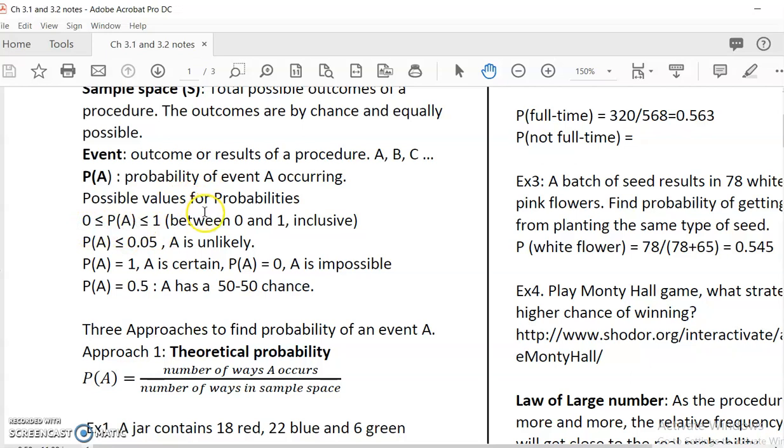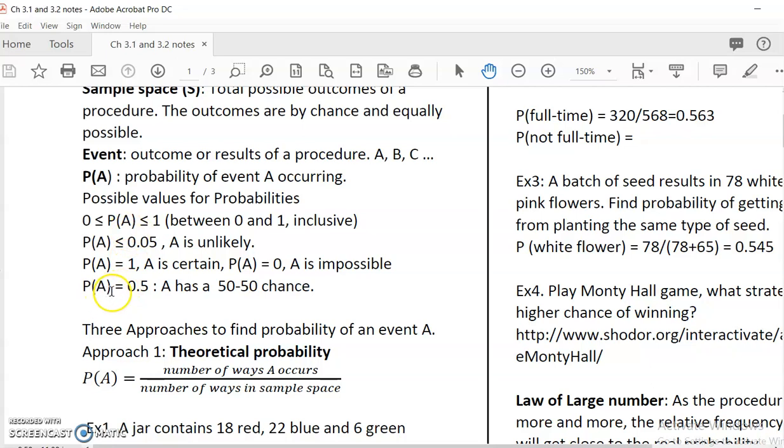If something is impossible to happen, we say P of A is 0. If it's certain to happen, then P of A is 1. Any valid probability value would be between 0 and 1. So the probability of A would be any number in between 0 and 1. It could be 0.3, it could be 0.4. Of course, 0.4 is greater than 0.3, so it is more likely to happen than an event with probability 0.3.